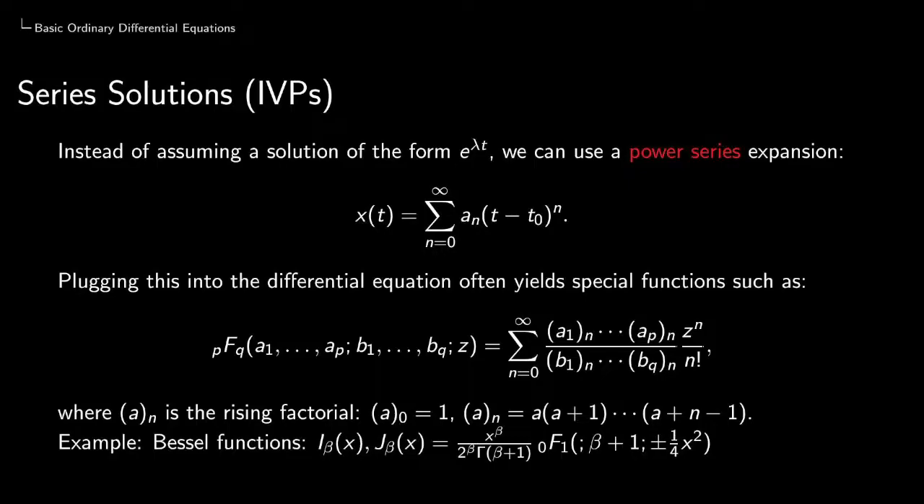An example of such functions are the Bessel functions, which are the solutions to the Bessel equations, which have some non-integer power terms leading it, but the heart of it is going to be this hypergeometric series in terms of the value beta plus 1. And I and J, the difference between them is that I believe the J uses plus 1/4 x squared, and I uses minus 1/4 x squared.